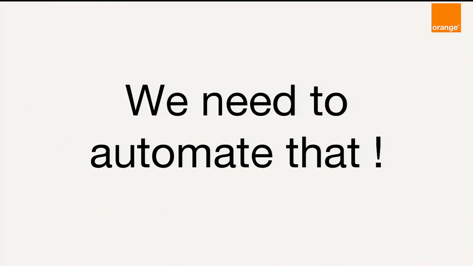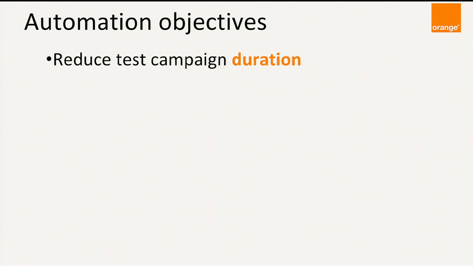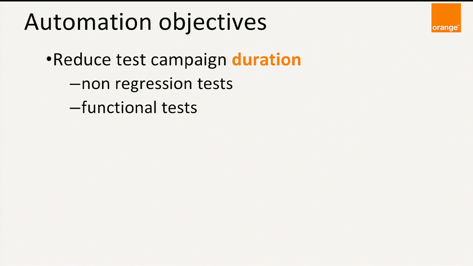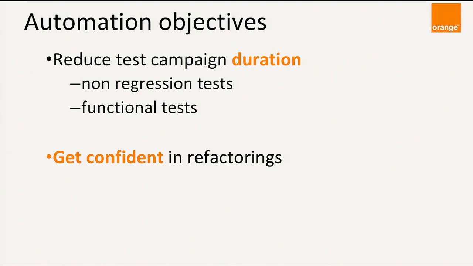And most of all, everybody agrees that we have to do something to solve this problem, and we need to automate all these activities. The automation objective was first to reduce the test campaign, because in 1 week, 1 week is not enough. We need maybe 2 weeks and maybe more. We have to do non-regression tests, functional tests, and most of all, we want to be confident in what we do. We know we have big refactoring to do in the code, and without anything to protect us against regression, we can't do these things.